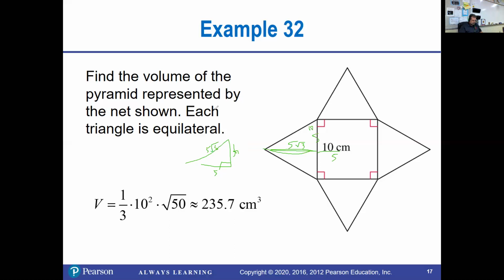Which would be, let's see, if I square this, that's 25 times 3, that's 75. This is 75 minus 25, which would be 50, and take the square root of 50, and that's what that is right there. And you'd find it. A little bit more tricky. You'd almost have to build it yourself.